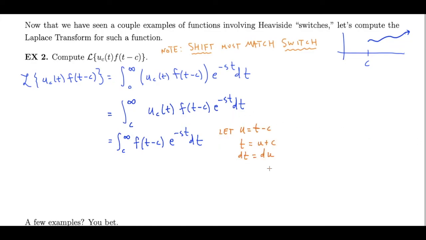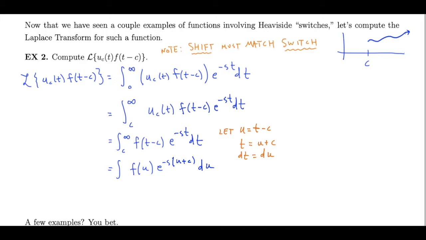So I'll make this substitution here. I'm going to call the quantity t minus c, I want to rename that to be the variable u. That implies, if I just add c to both sides, that t is that variable u plus c. And then dt is, of course, just du. So let me use this substitution to rewrite this integral.